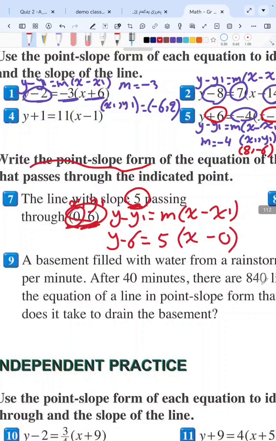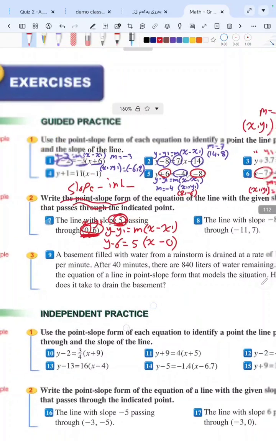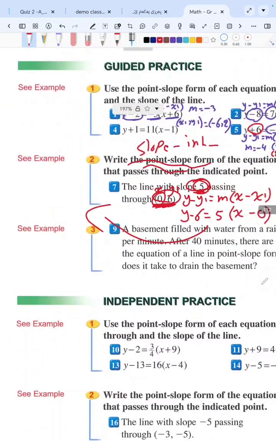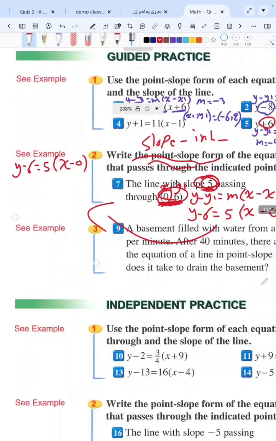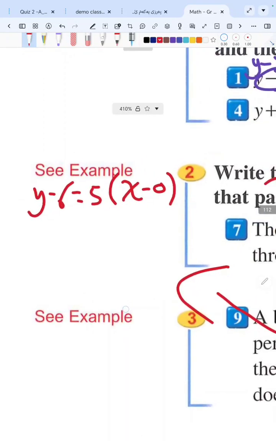That's it. But in this case, if they give us the slope and the point x1, y1, and they ask for slope-intercept form, you have to continue. How? We have y minus 6 equals 5x minus 0. We studied this case in lesson 3.